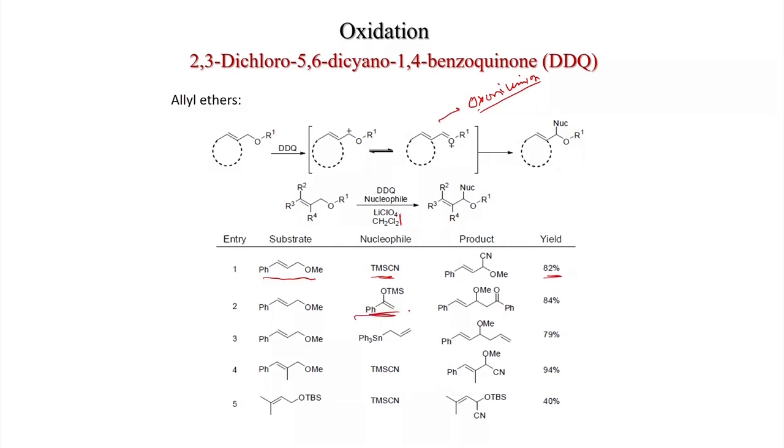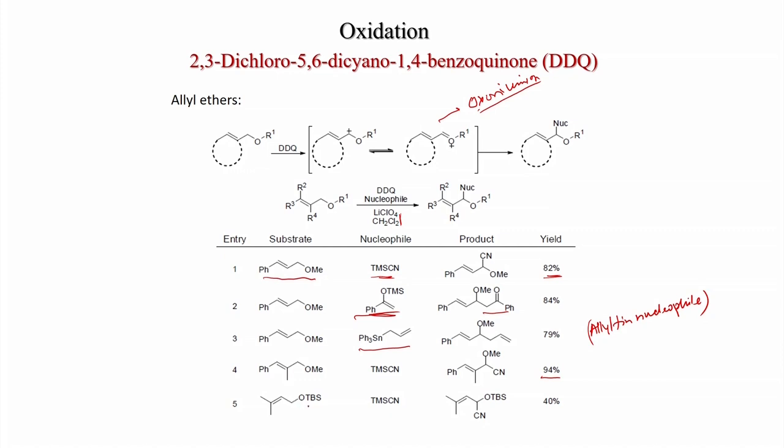Similarly, an enol ether, silyl enol ether with OTMS, can react to give this ketone. Similarly, an allyl tin nucleophile can be reacted with this allyl ether to get this product in 79% yield. Similarly, if there is a branch also, the reaction is possible. So the branching does not affect the oxonium ion formation and you get 94% yield.